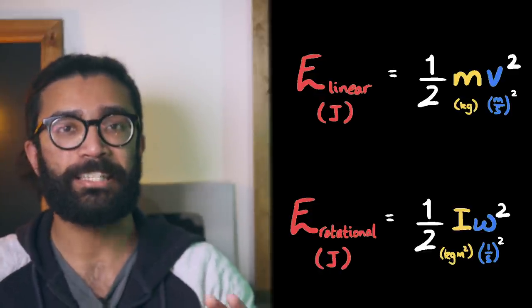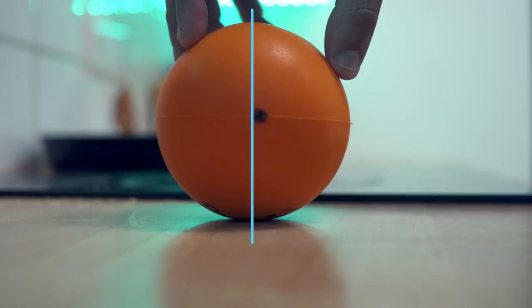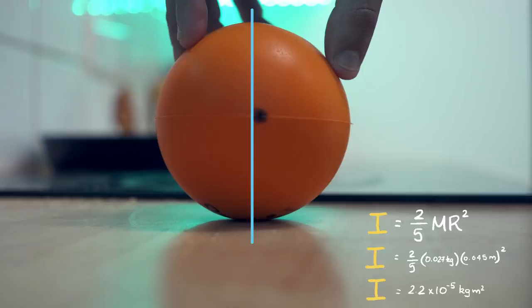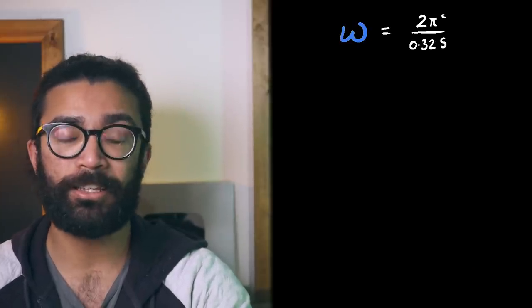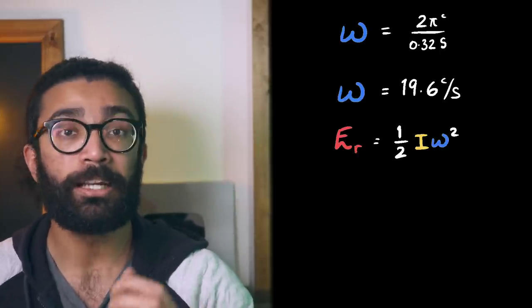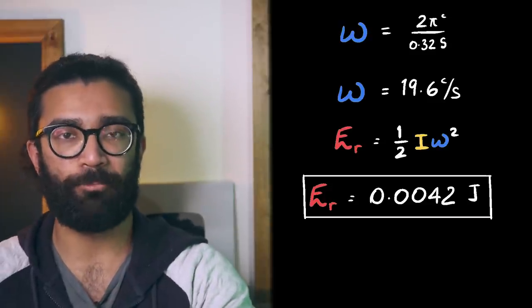Finally, we can calculate how much rotational energy this ball has when it spins about this axis. This is what the moment of inertia for a filled sphere about this axis can be calculated to be. And we know the mass and the radius of the sphere. In addition to this, we can put a dot on the ball and time how long it takes for it to complete one full rotation, which is 360 degrees or 2 pi radians. And combining all this information, this is what the rotational kinetic energy ends up being.